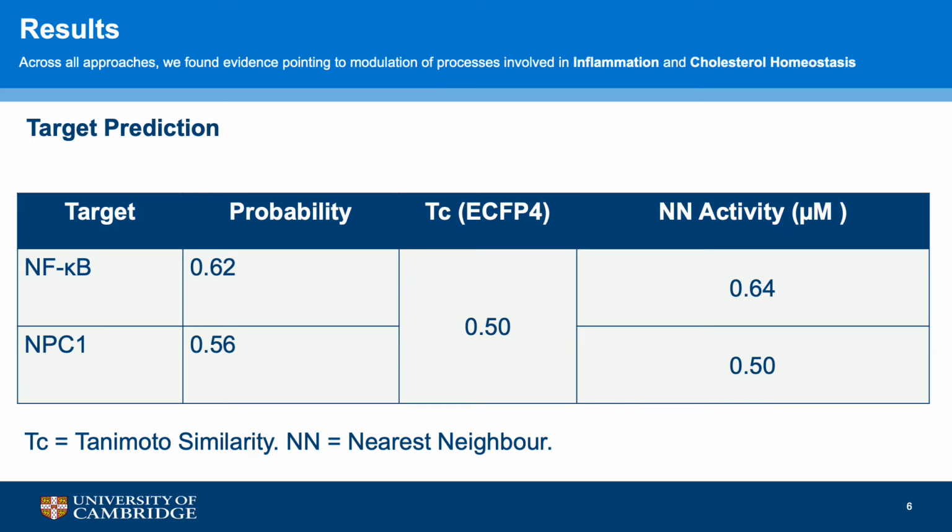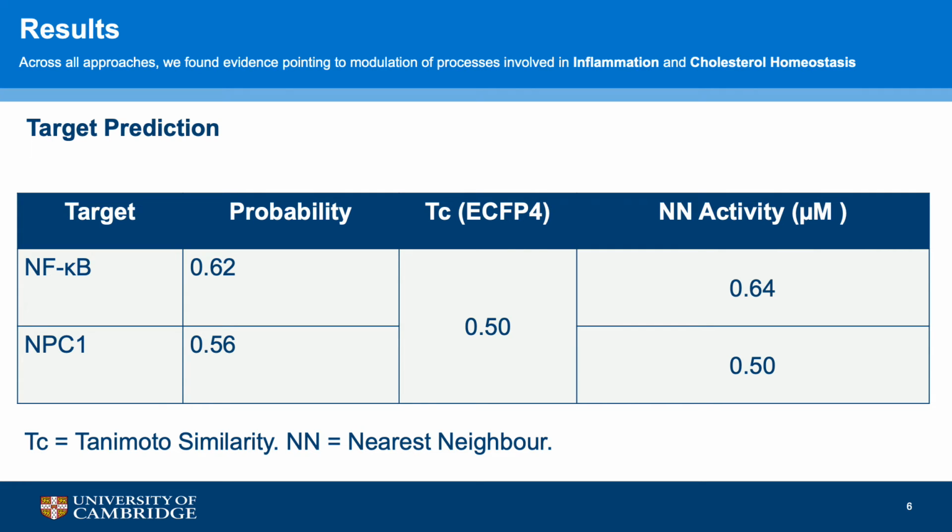So as for the target prediction results, this is based solely on the chemical structure of the compound. The two highest predicted targets were NF-kappa B subunits and also the Niemann-Pick C1 protein. So the NF-kappa B subunits are involved in inflammation, and NPC1 here is involved in cholesterol transport.